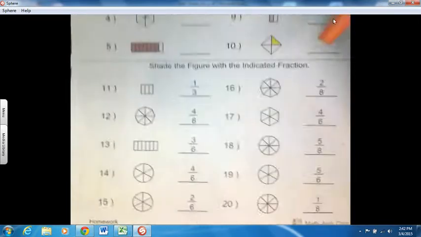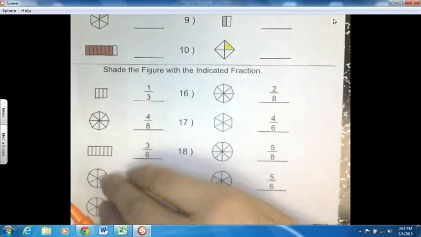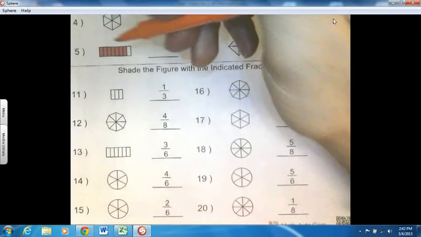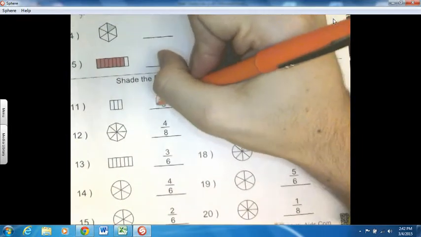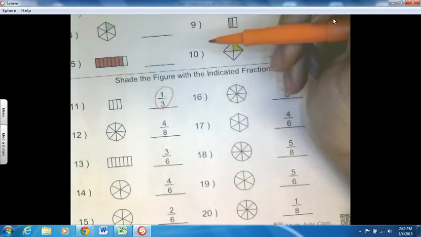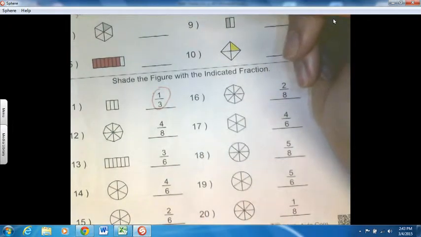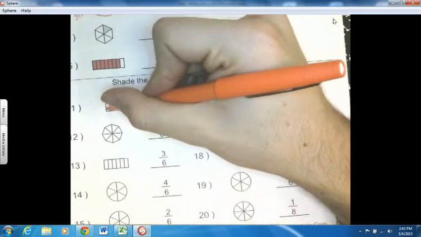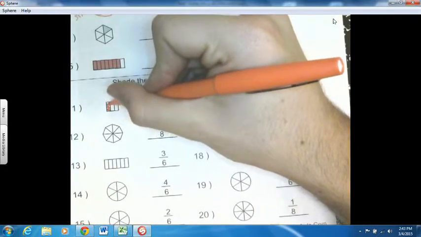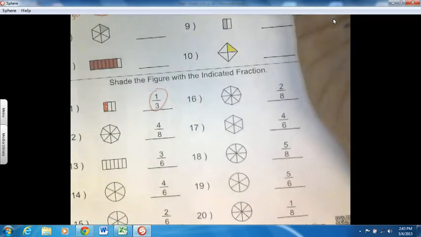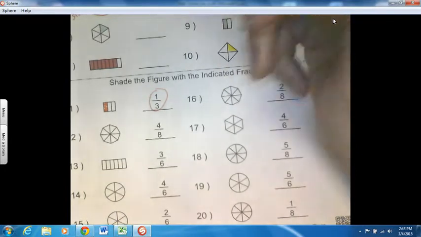I'm going to come down to the bottom section where instead of writing what the shaded area is, you're going to shade an area of a picture, and this one is a little bit easier. So I see number 11 says this is 1/3, right? You want to shade 1/3. So I see that there are 3 equal pieces, okay? And if I want to shade 1/3, I only want to shade one of those thirds. Boom, I shaded 1/3. If I wanted to shade 2/3, I would shade 2 of them. 3/3, I would shade all 3 of them, which means I'd be shading the whole.